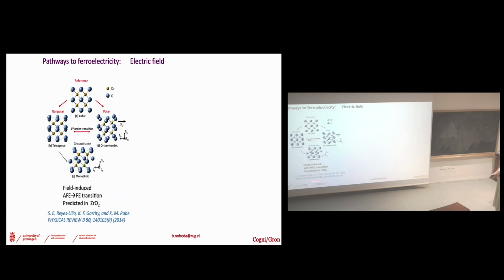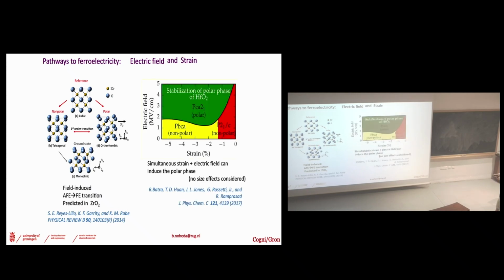Okay, so among the paths to ferroelectricity, you can also apply an electric field. For example, if you stabilize this tetragonal phase, the tetragonal phase is actually antipolar, or some people say it is anti-ferroelectric. From the point of view of the theory, it's antipolar. So you can actually apply an electric field to this tetragonal phase and induce the polar phase with the field. You can also use a combination of strain and electric field to stabilize the polar phase.